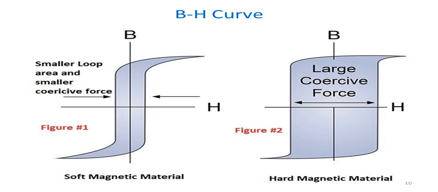Some more BH curves or hysteresis loops are shown here. The smaller loop area and smaller coercive force are there in the first figure, which is for soft magnetic material. So the coercive force is small. Figure 2 is for hard magnetic material. It has large coercive force, which means the BH curve area is larger. It is almost rectangular. Coercive force is basically the horizontal width of this hysteresis loop or BH curve.